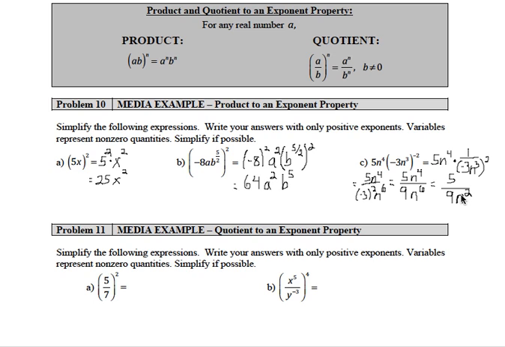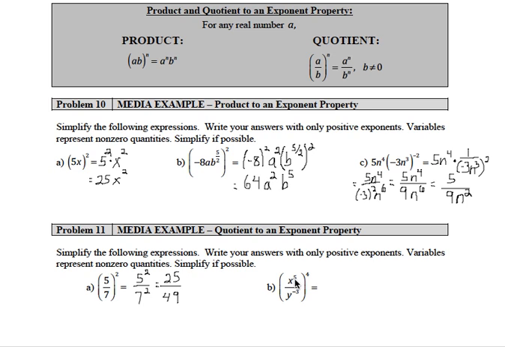but that is the final result. Now let's take a look at the quotient to an exponent property. Some examples here. I have (5/7) squared. If I apply the property, that's going to be 5 squared over 7 squared. 5 times 5 is 25. 7 times 7 is 49. And that is my final result.